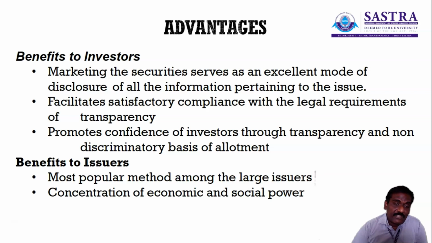We call it transparency; it is more in the prospectus method, whereas it promotes the confidence of investors through transparency and a non-discriminatory basis of allotment. So the basis on which the allotment is going to happen is also given. It is not like a discriminatory allotment basis is going to happen. So transparency prevails in terms of allotment of securities in the market.